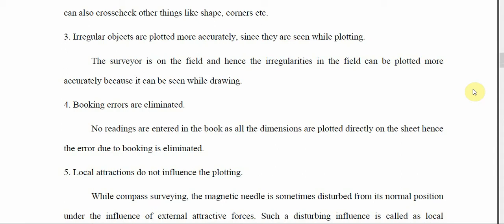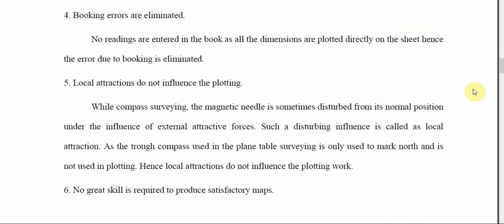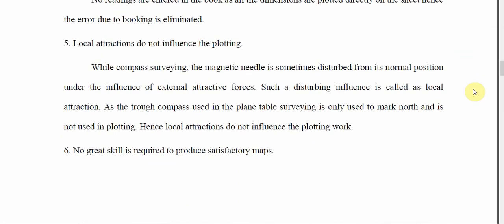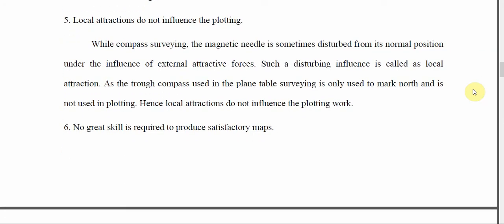Next, local attractions do not influence plotting. Local attractions are a big problem in compass surveying. In plane table surveying, that is not a problem because the trough compass that is used in plane table surveying is only used to mark north. So plotting work does not get affected. Now, to draw or to plot, great skills are not required. We are just sighting and plotting. So it does not require a great amount of technical skills.